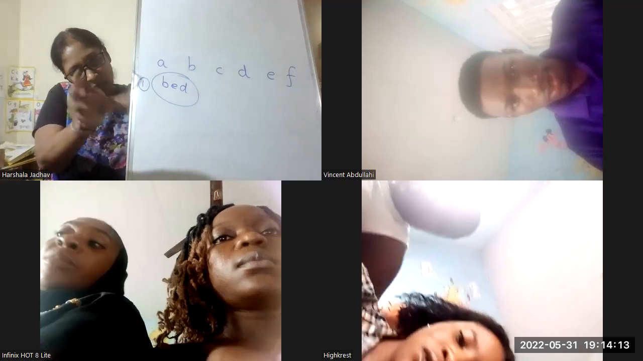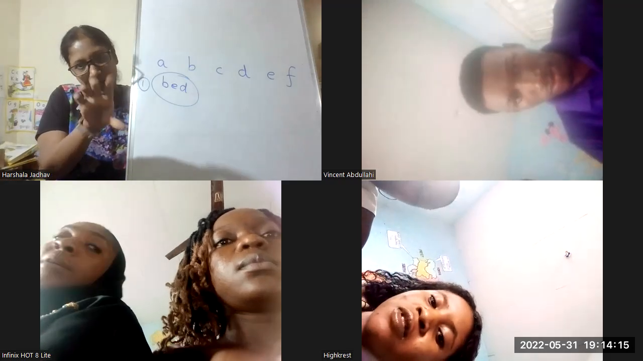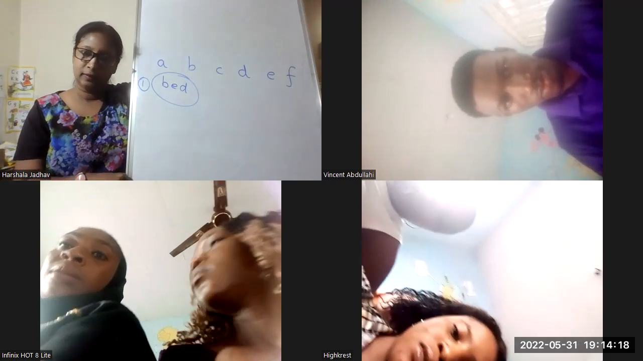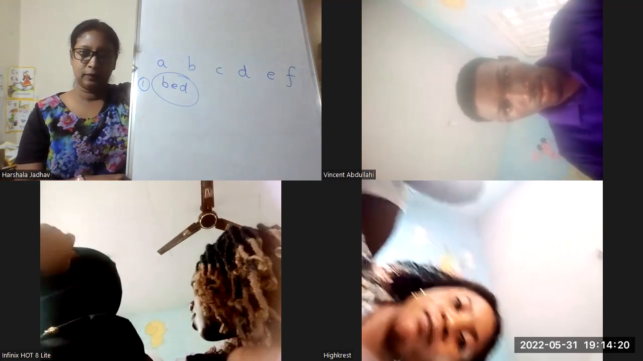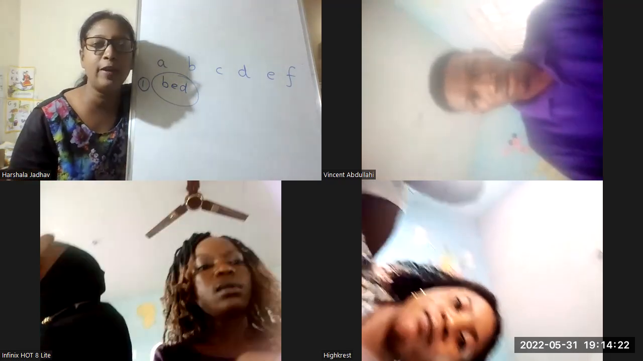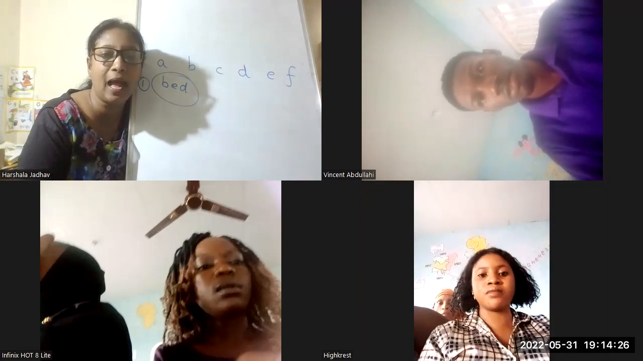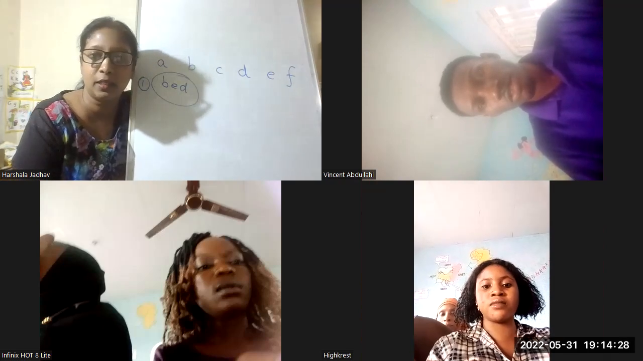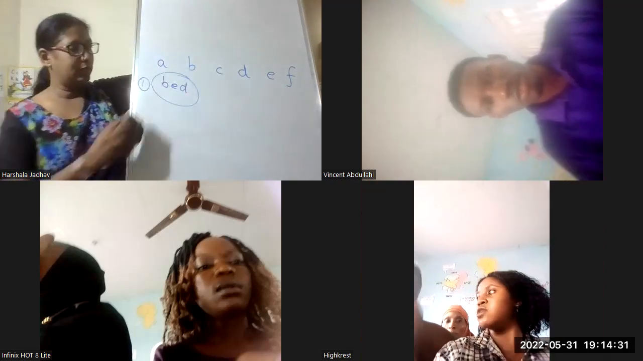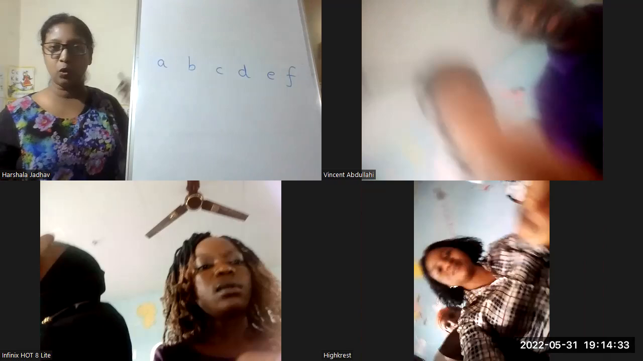Why is your video like this? Make it straight. Five words, only 5 words: bed, bee, deaf, bead, cab, and beef. That's it. Okay. So now let me give you some more letters.